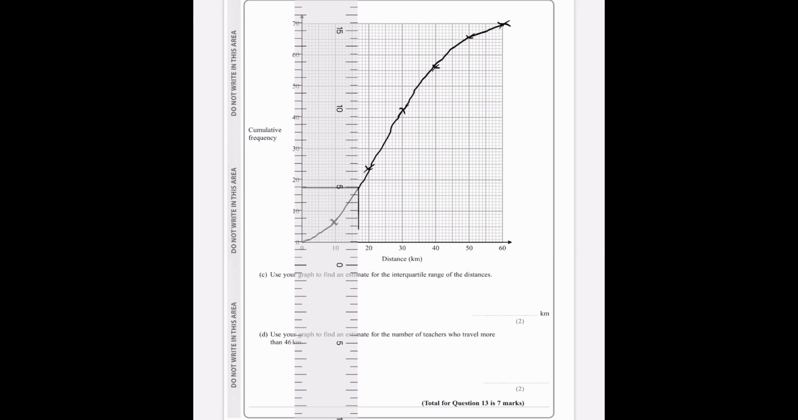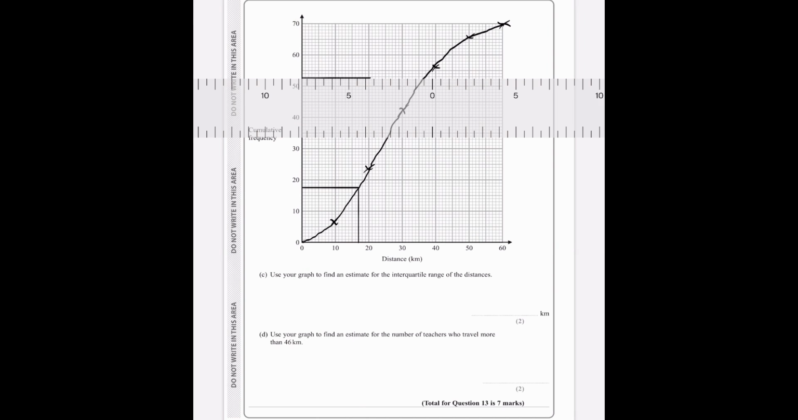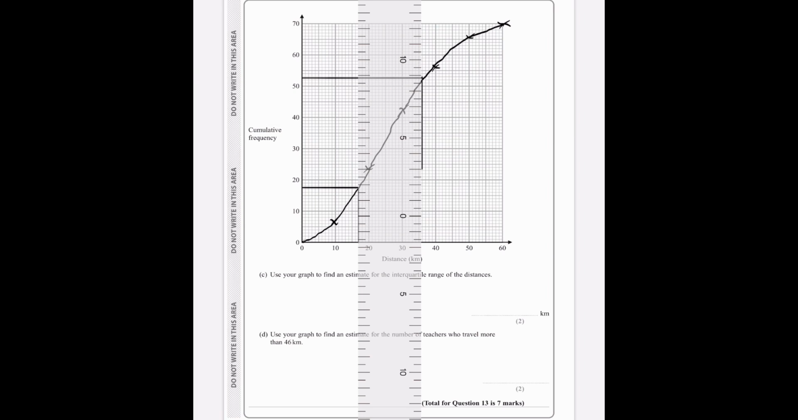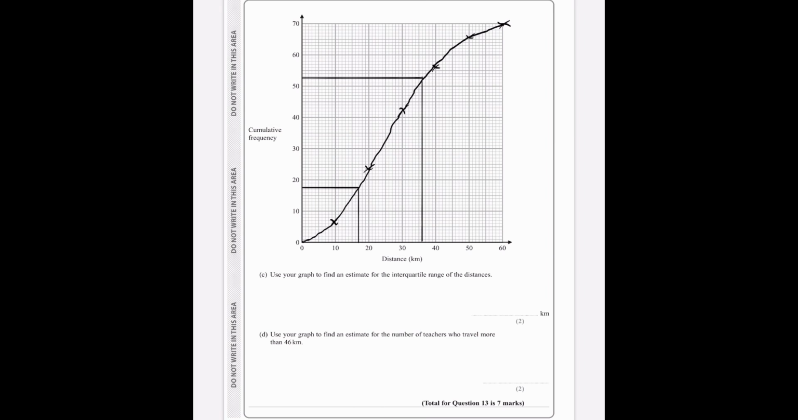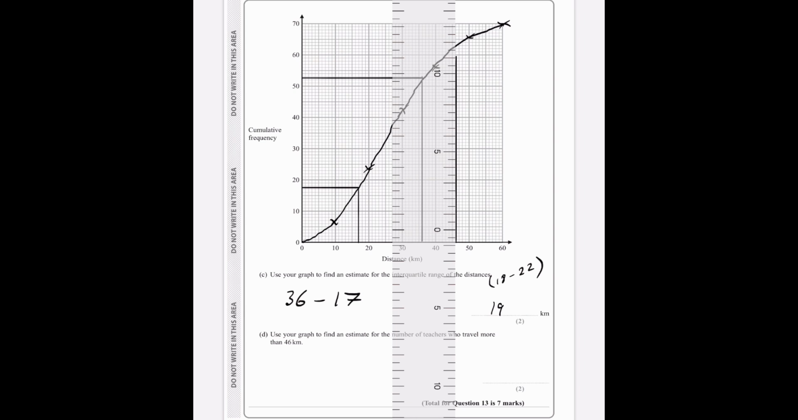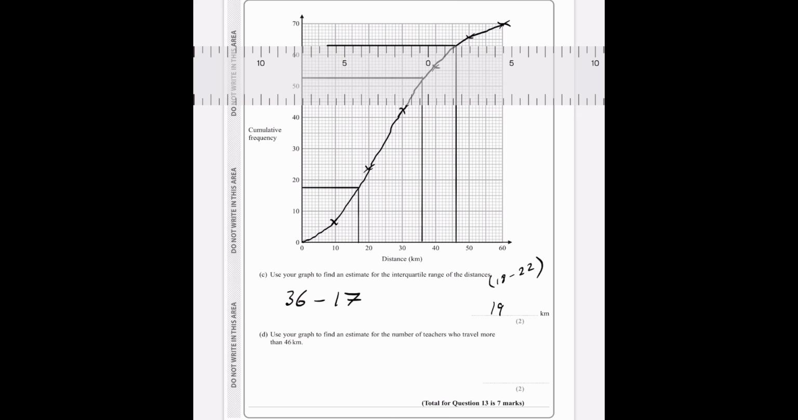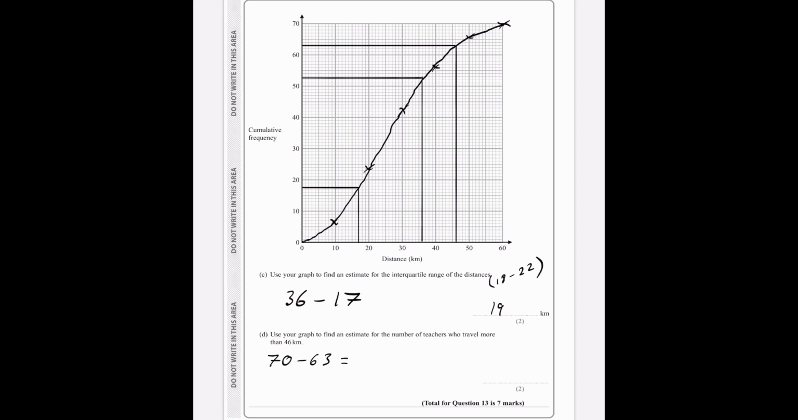Okay, the interquartile range. So divide 70 by 4, find 3/4 of 70, mark the two lines, read off from the x-axis. I get 36 and 17 as my two distances, so that's 19 kilometers as my interquartile range. Anything between 18 and 22 is acceptable. And then for part D, draw a line up at 46. It comes out as 63 on my graph, and so that's 7 in total. Although if you got 6 or 8 or 9, that would have been acceptable for question D.